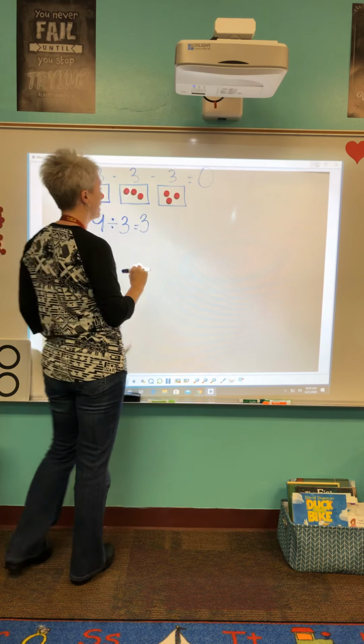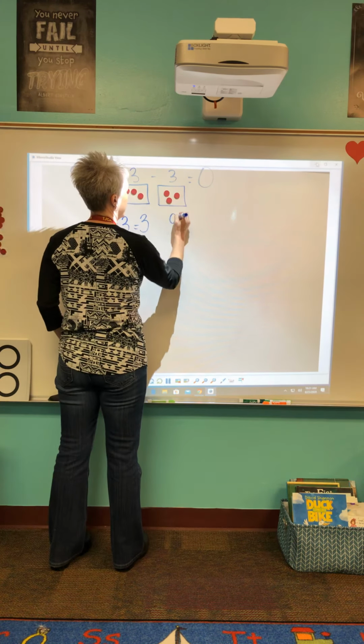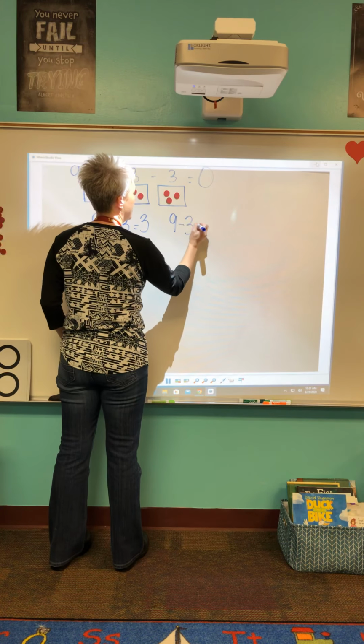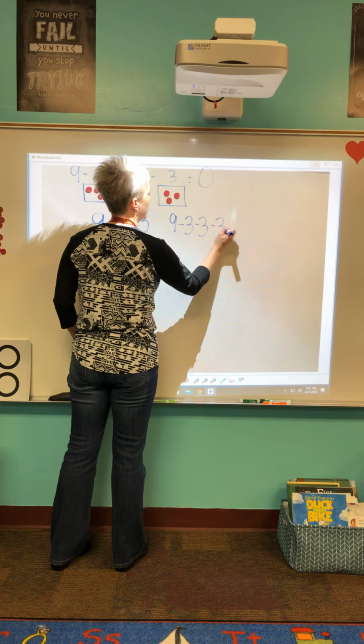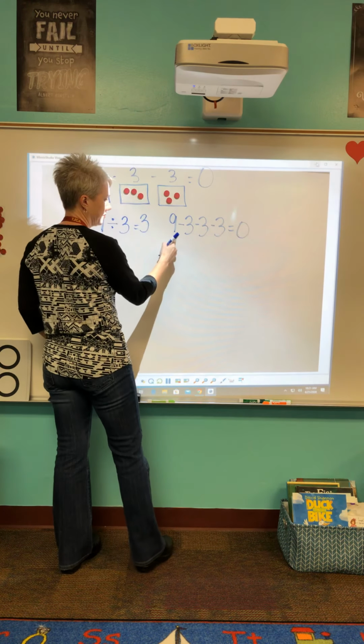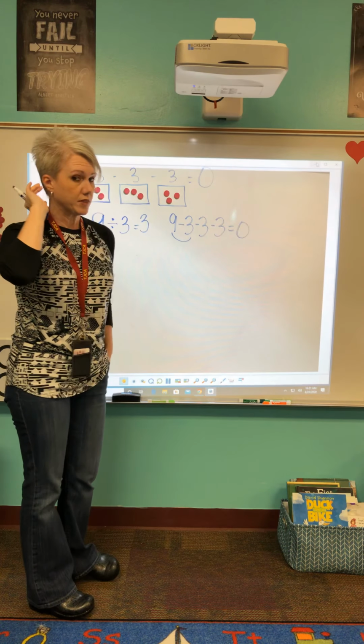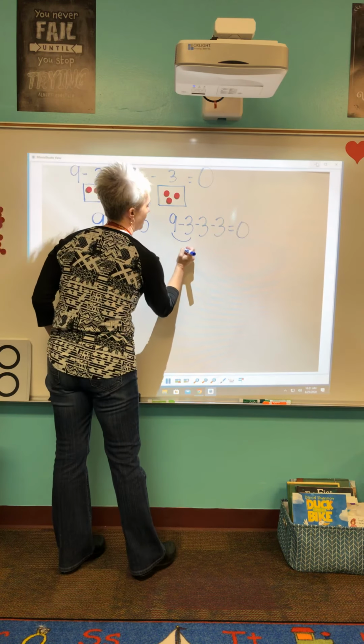Okay, I need to check it though. 9 minus 3 minus 3 minus 3. Let me write that right here. 9 minus 3 minus 3 minus 3 should equal 0. Let's check it. 9 take away 3 is, yell it out, 6. Good job. That's where those fast facts come in handy.